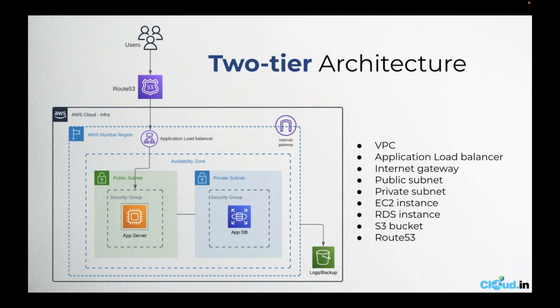There are public and private subnets based on the requirement. If you want to keep your application public facing, you can put it in a public subnet, and if the application is private, like in this scenario where the database server is in a private subnet, you can keep it private. Then there are EC2 and RDS instances, an S3 bucket to store logs or backups, and Route 53, which is the DNS service from AWS. So let's see one by one what the main role of these services is.